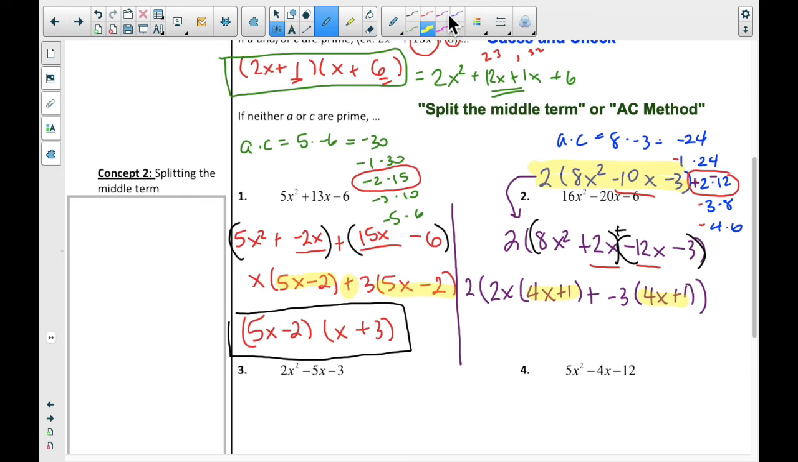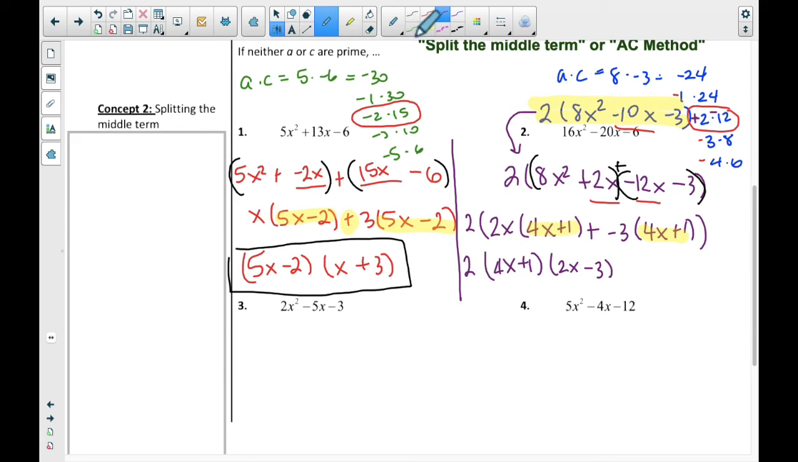All right, I'm going to keep my 2 out front because I'm always keeping that out front. I have my 4x plus 1, which I just identified as a GCF. When I take out that 4x plus 1, I have a 2x here and a negative 3 here. You can say plus negative 3 or you can say minus 3, either way. Now, I'm done. I want to double check it because I feel like that's really important for some of us just to kind of get a handle on it.